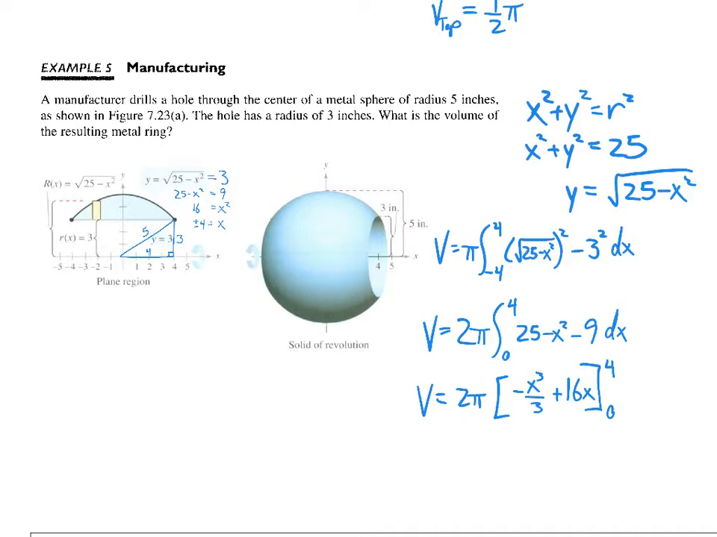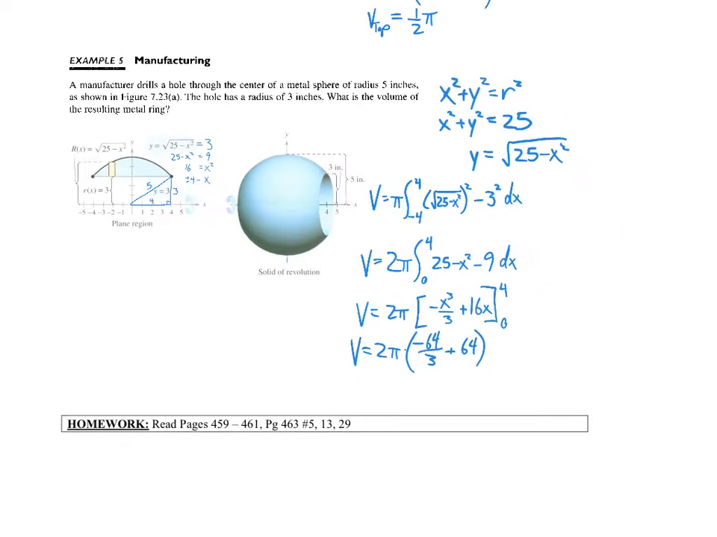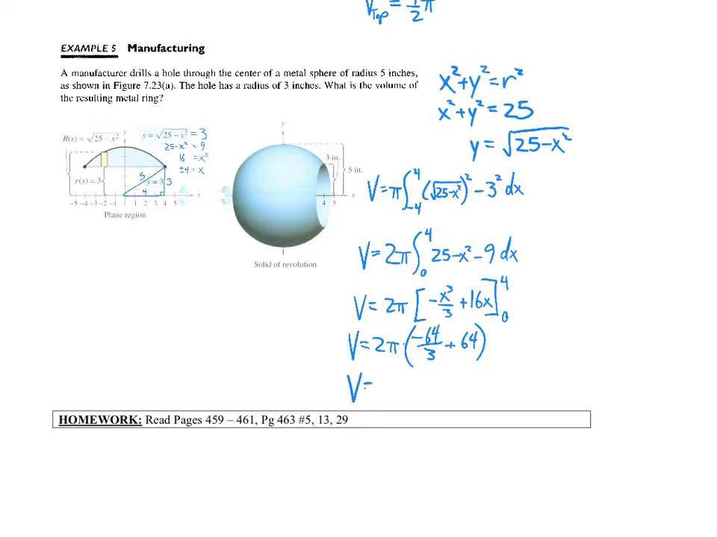Okay? So now, like I said, when we get to plug in 0, that's nice, because this thing just equals 0. So I just have to plug in 4. 2 pi times negative 4 cubed over 3, which is 64 over 3, plus 16 times 4, which is 64. So I have 64 minus 21 and a third, which is going to be 42 and 2/3. Okay, I multiply that by the 2. 42 and 2/3 times 2 is 85 and a third, which I know all of you can figure out.